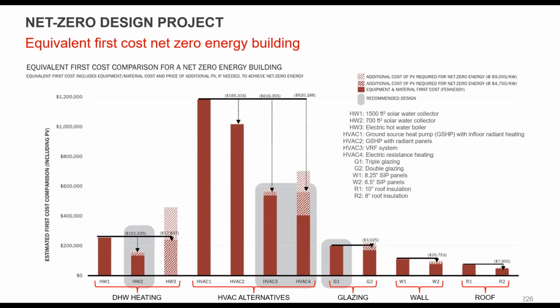So the equivalent first cost net zero energy building, this shows what the cost differentials will be. First, we're starting with hot water alternatives and looking at those. And you see the shaded areas, the additional cost of PV, trying to take it to zero in that case. HVAC alternatives, you see the baseline, and then 3 and 4 are getting there toward the end. Glazing, an option there, as well as wall alternatives. So you're seeing savings for the PV by downsizing or making everything more efficient as you're going along.